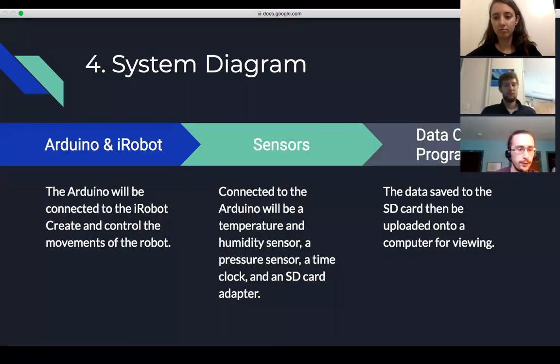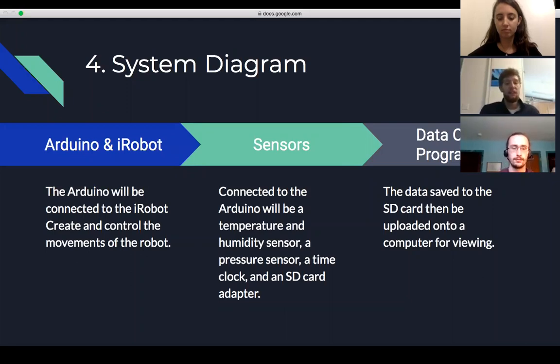So now I will hand it over to my teammate Alex, where he can give us more of a description of what our design is and how it handles the problem that we were faced with. Thanks, Zach. For our project, we're using an iRobot Create as the base for the system. This provides mobility to the system as well as being the location where all of the other components are stored.